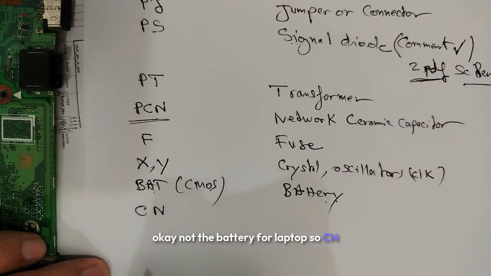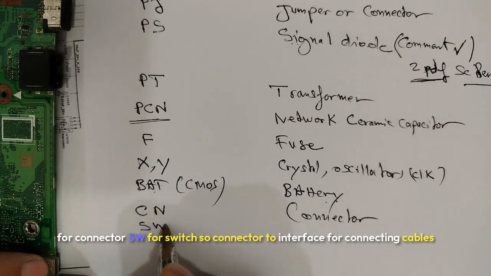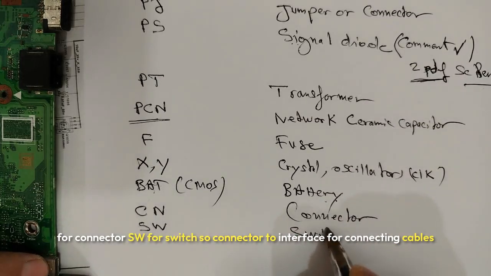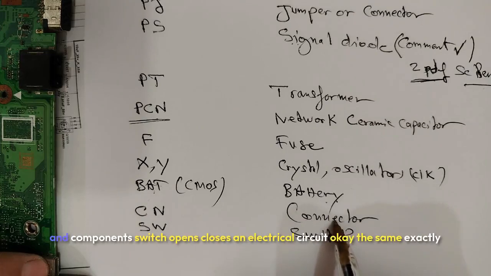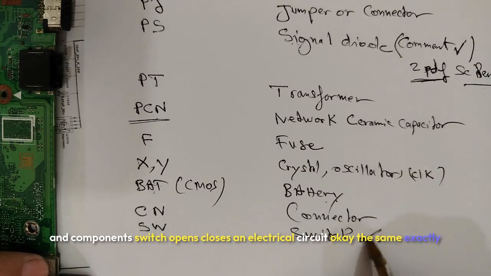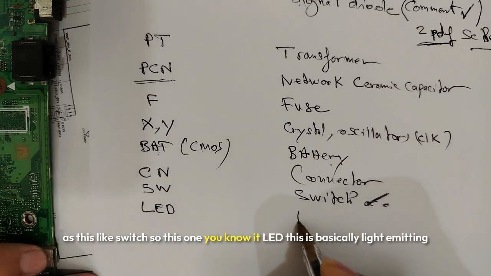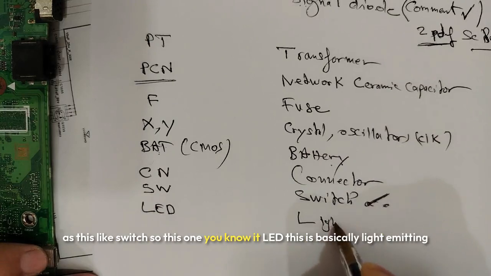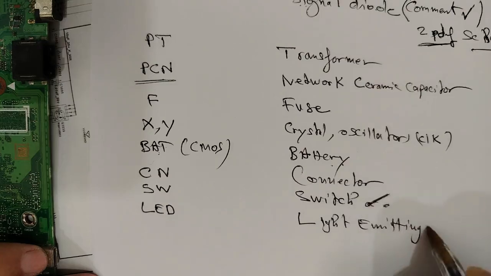So CN for connector, SW for switch. So a connector is an interface for connecting cables and components. A switch opens or closes an electrical circuit. Okay, the same exactly as this, like a switch. So this one, you know it, LED. This is basically a light emitting diode.